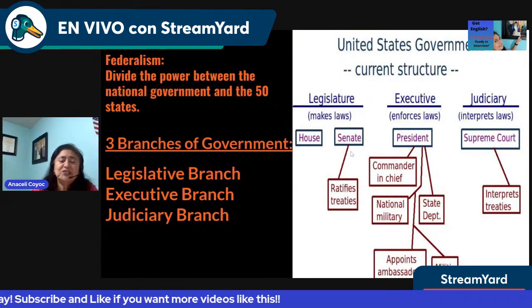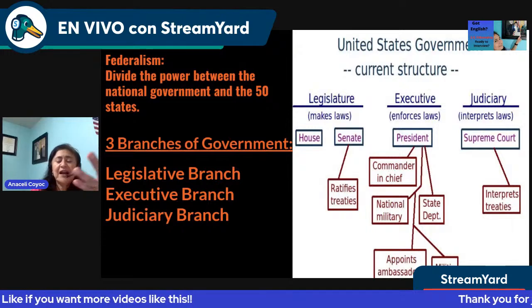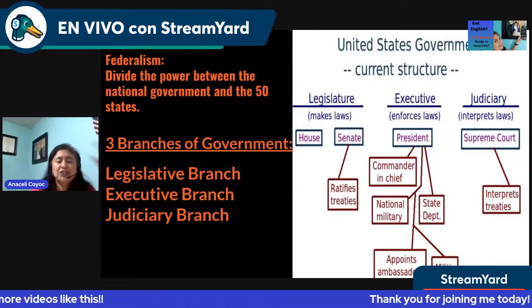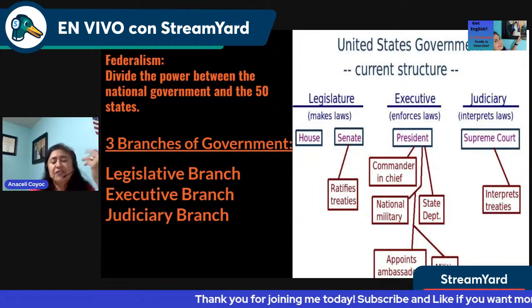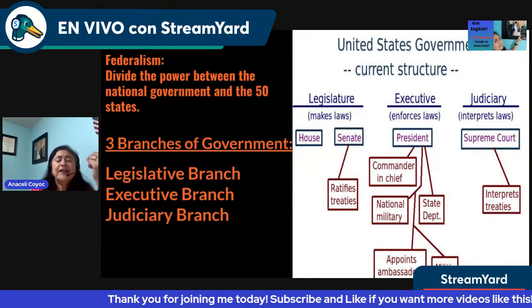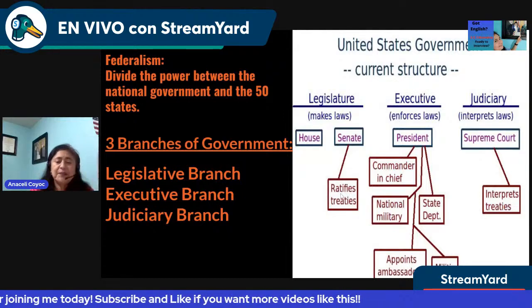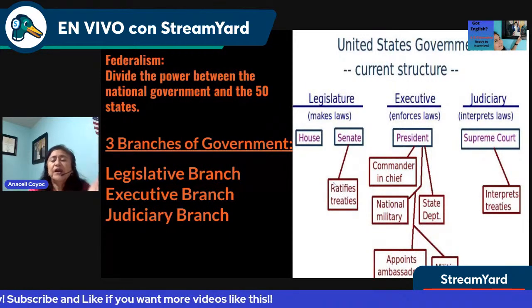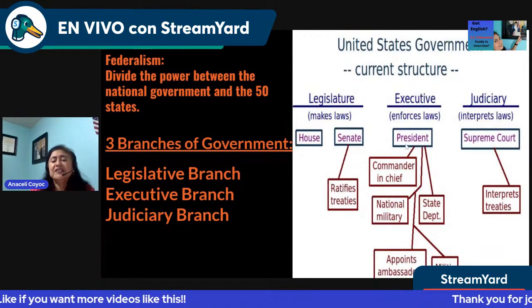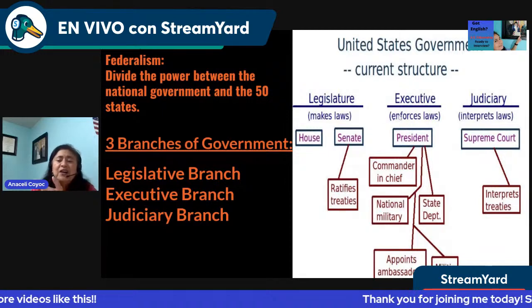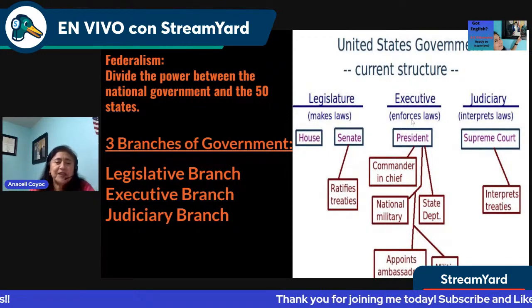Their job is to look at bills, bring bills to the House, look at it, research it, and decide whether they will approve it. If the bill is approved, then it becomes a law. And of course, they ratify, they accept the laws and work on it. If it goes through, then it's sent to the executive branch. Now we're talking about the president.